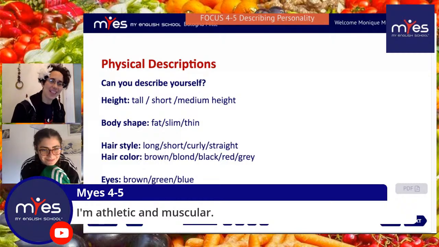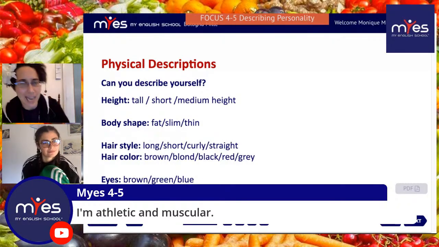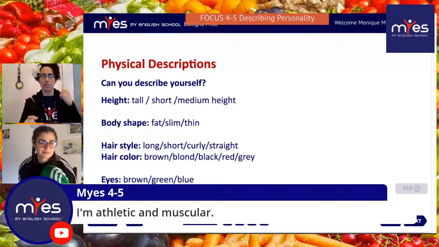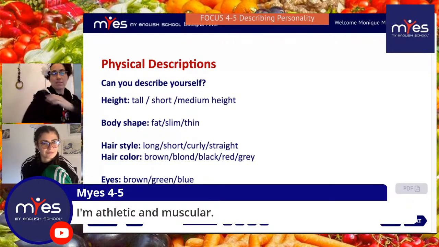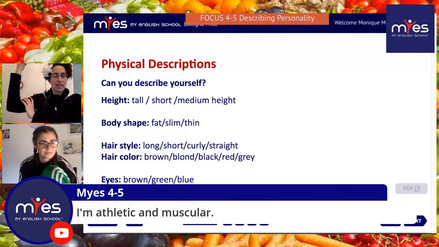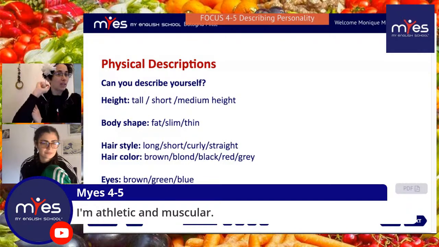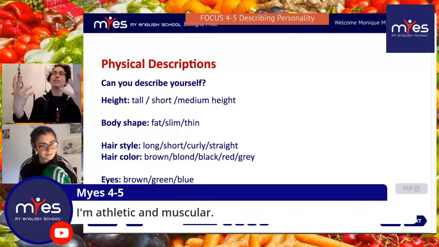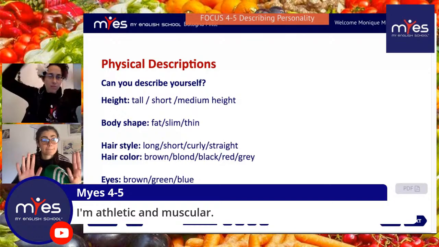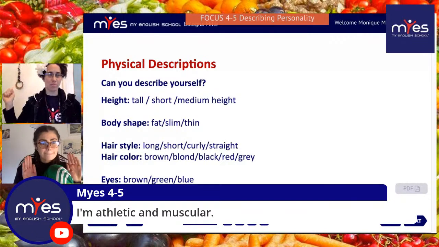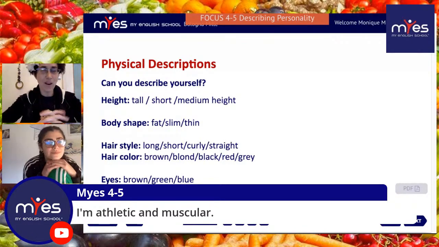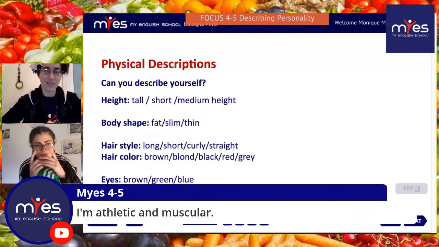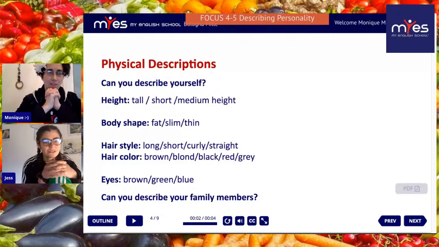Okay, I'm athletic and muscular. That's fantastic. So meaning you like being active and having muscles, right? And fortunately I have muscles that are improving slowly but surely in my great objective and goal of the year, which is to be able to do a push-up. I'm still far from it, but little by little. Lovely.